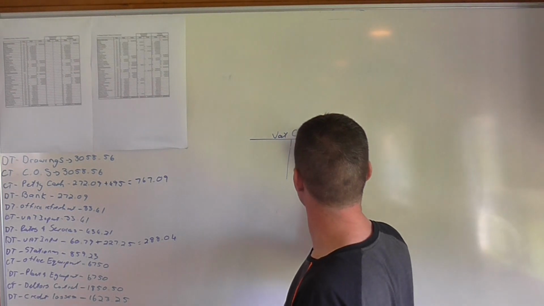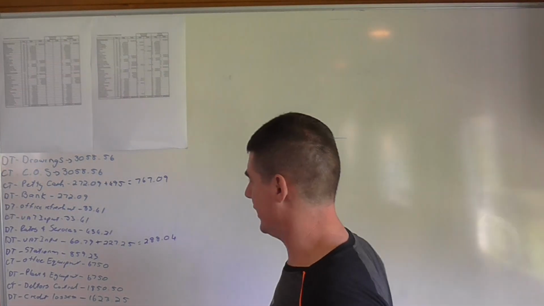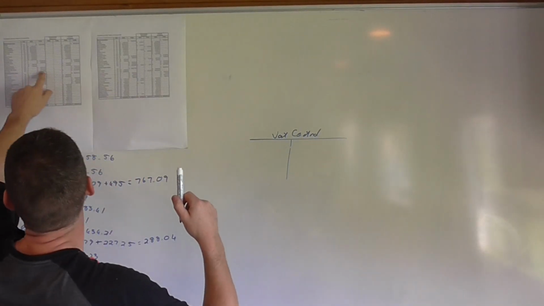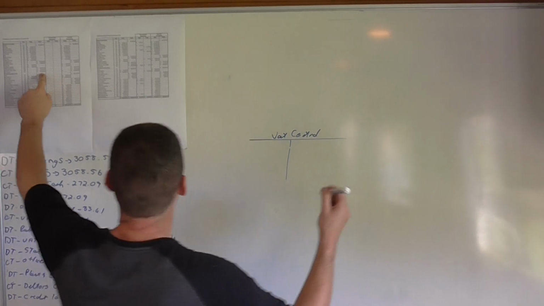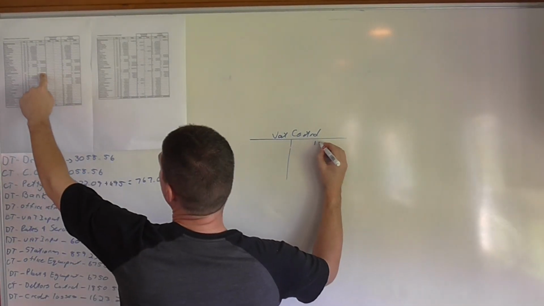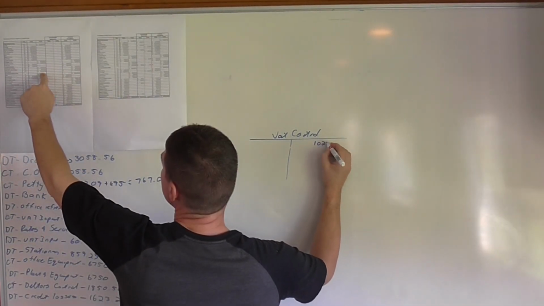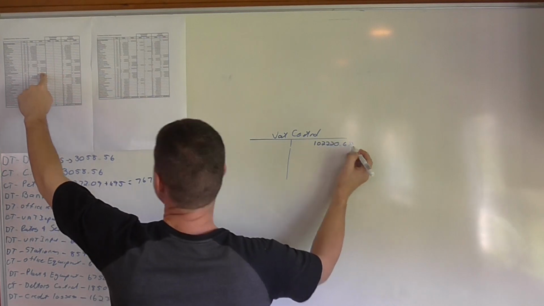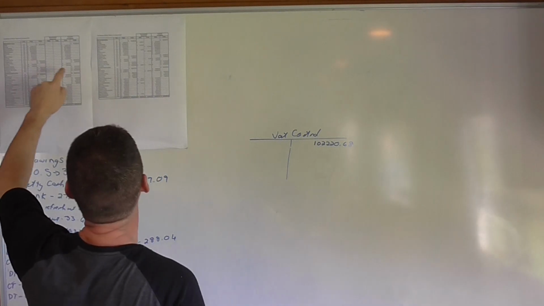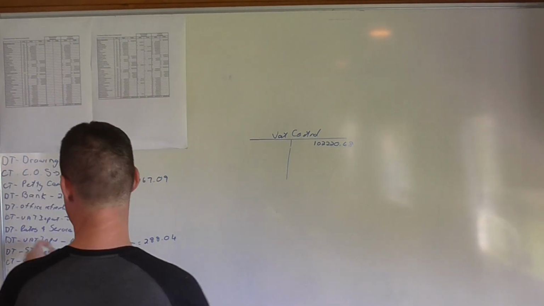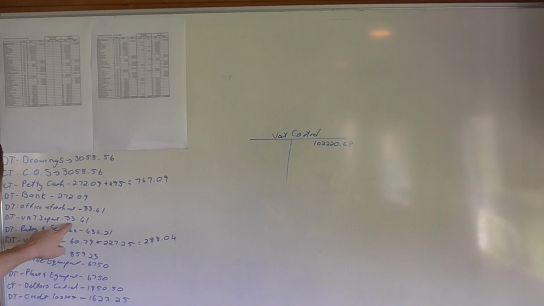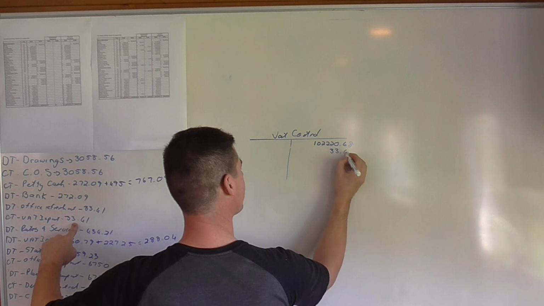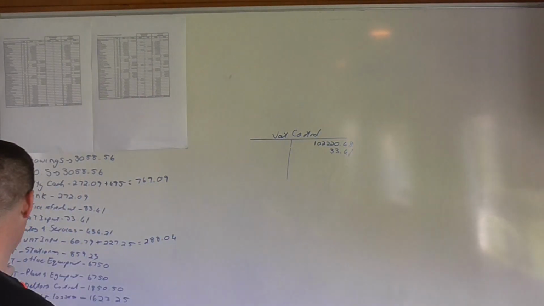VAT control. Okay, so VAT, let me just get the balance first. VAT control had a credit balance of 10220.68. Then we had the adjustments. We had the credit adjustment of 33.41.